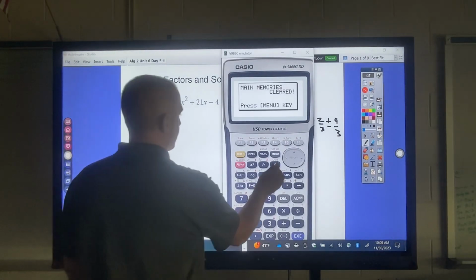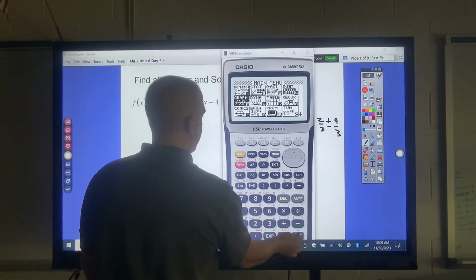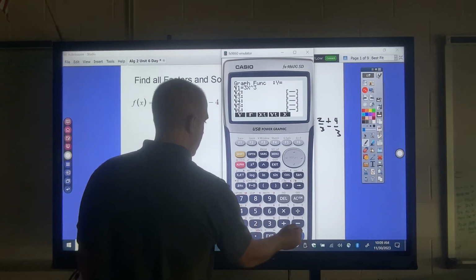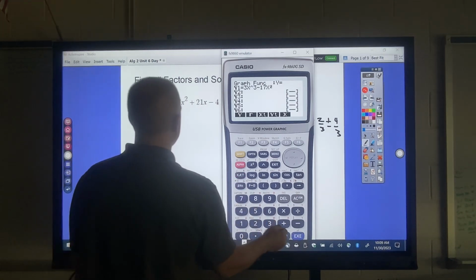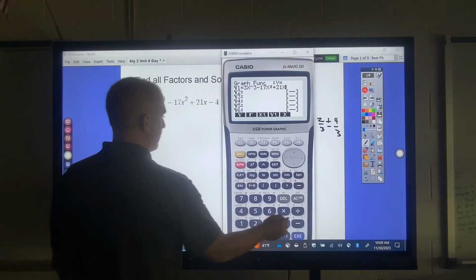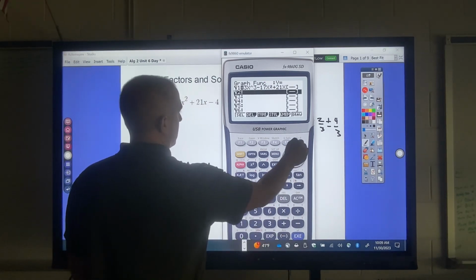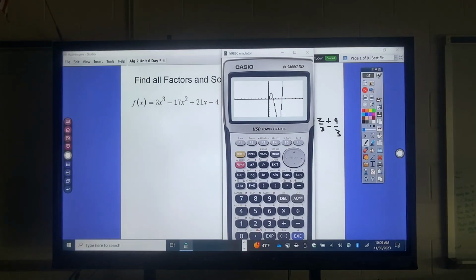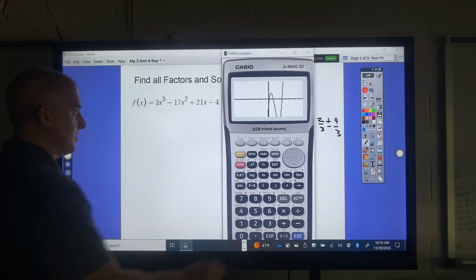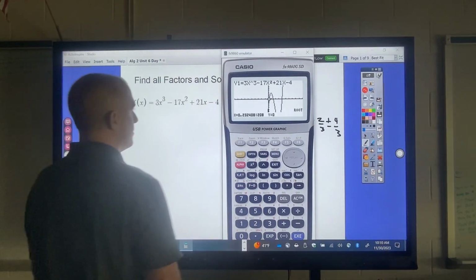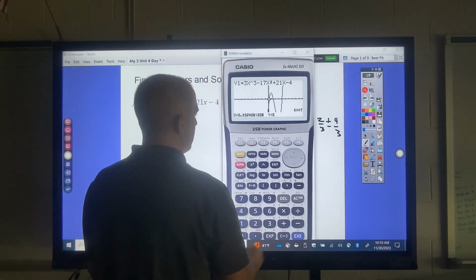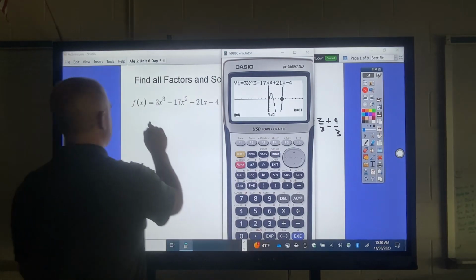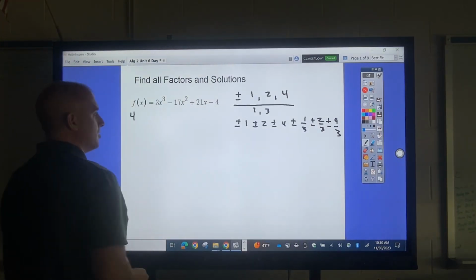Now, what's convenient with the calculator, okay? We go to menu, we go to graph. I got 3x cubed minus 17x squared plus 21x minus 4. Now, I want to look at where it crosses the x-axis. I get G-Solve and root. Okay, crazy decimal, another crazy decimal, 4. So one of those solutions is 4.